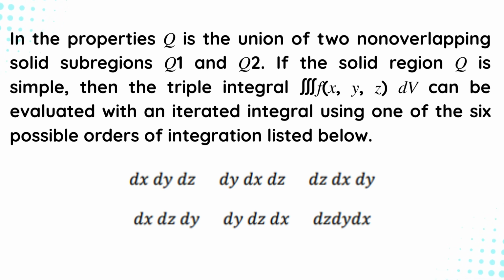If the solid region Q is simple, then the triple integral of f of x, y, and z dV can be evaluated with an iterated integral using one of the 6 possible orders of integration listed below. So we have dx dy dz, dy dx dz, and also dz dx dy. Then dx dz dy, dy dz dx, and last, dz dy dx.